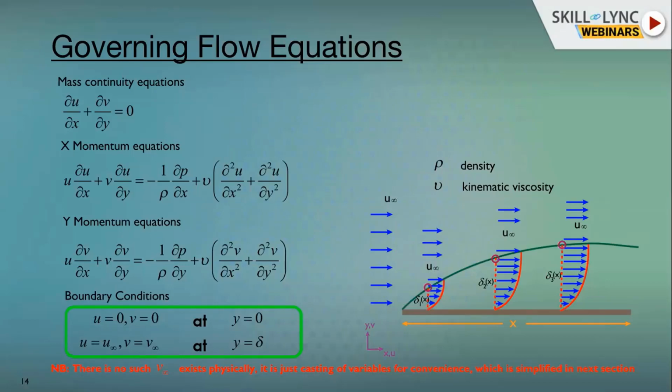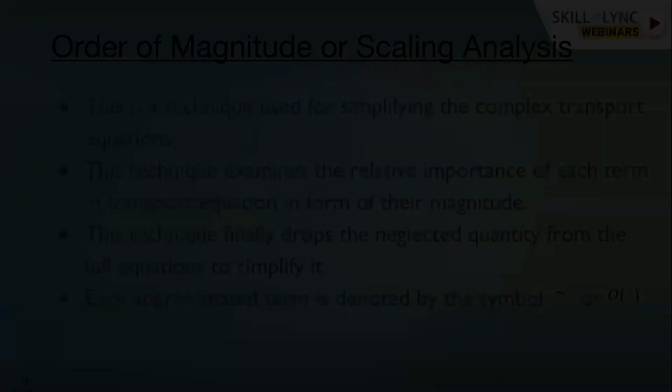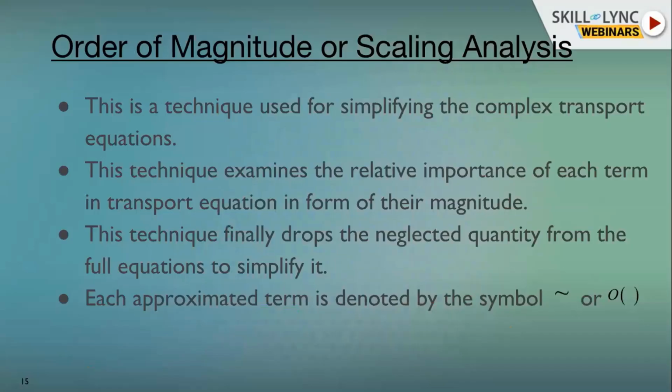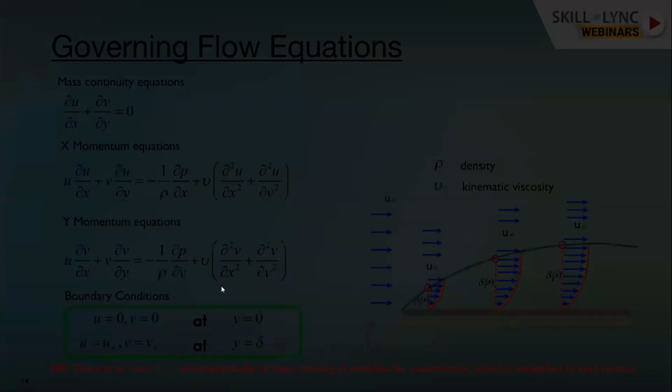There are a lot of solution methods that exist for the boundary layer problem. Let's go by the primitive one, that is the scaling analysis, to derive the boundary layer equation first, right? So what is this scaling or order of magnitude analysis? In this order of magnitude analysis, we look at the different terms in this Navier-Stokes equation.